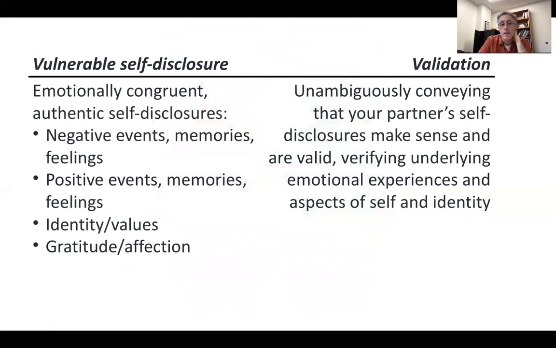The first thing to know about the definition is that it follows from the first relation of emotional expression. So we want our self-disclosures to be congruent with what we're feeling. Emotionally congruent, authentic self-disclosures. And then there are these 4 different categories, and we're going to talk about each of them in our course together. This week, we're going to focus on negative events, memories, and feelings. And then in later sessions, we're going to talk about positive events, memories, and feelings.